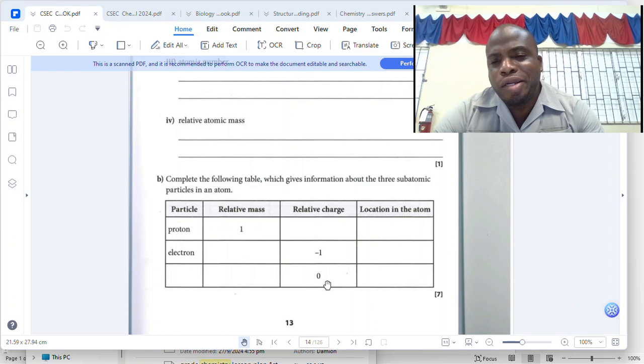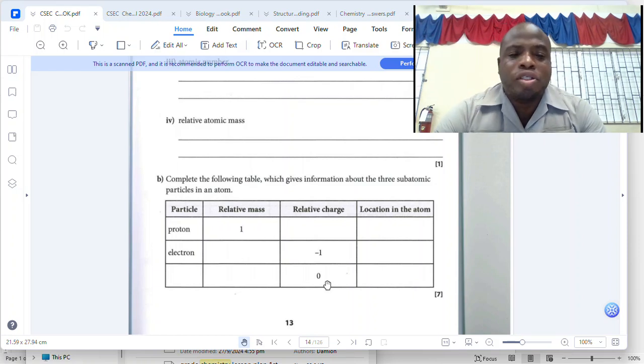The location of the electron. The electrons are located in what we call the shell. So we use that term, the shell. We also refer to them as being the energy level. Different energy levels can accommodate different amounts of electrons, and we'll get into that later.